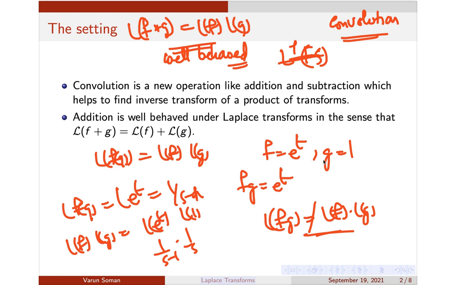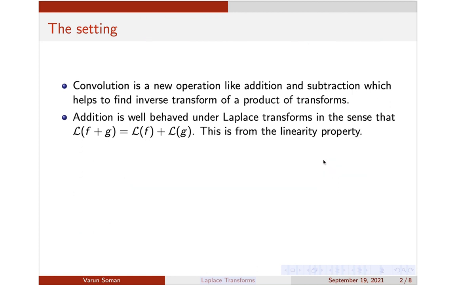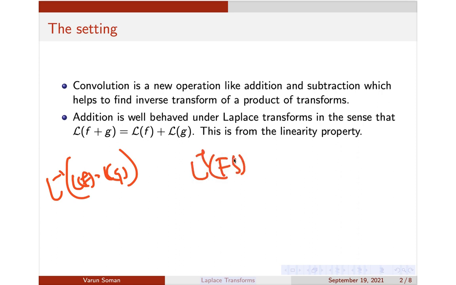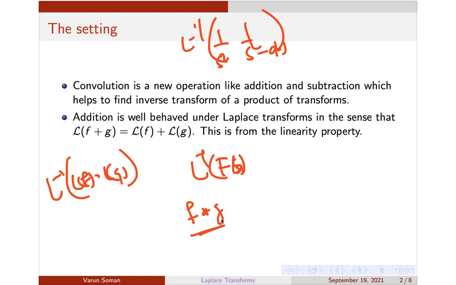Okay, so this will make things easier because suppose you need to find the inverse transform of L of f into L of g. Suppose I need to find the inverse transform of capital F of s into capital G of s, just like our earlier problem of 1 by s square into 1 by s square minus a square. Okay, so what is the inverse transform? It is simply equal to nothing but the convolution of f star g. So that is where the application of this operation will come into picture.